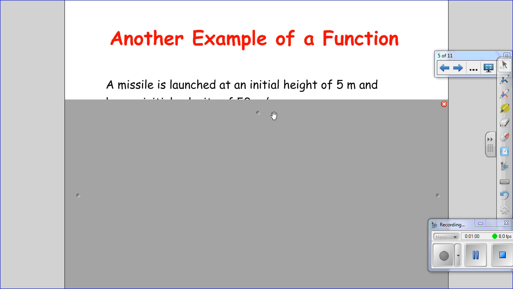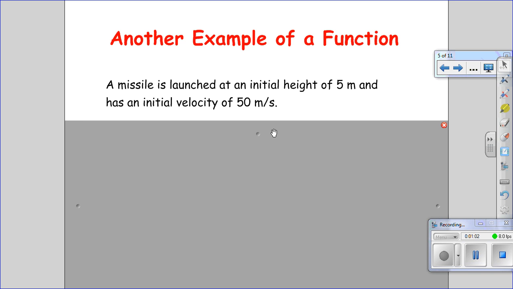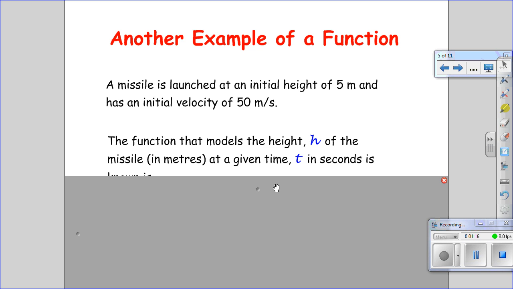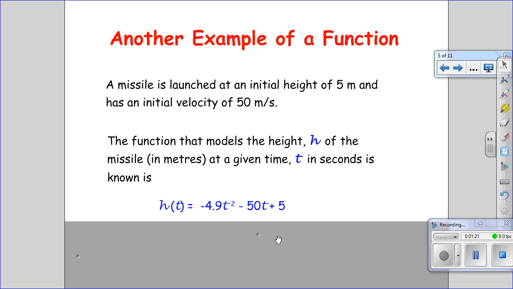Another example: a missile is launched at an initial height of 5 meters and has an initial velocity of 50 meters per second. We can visualize what a missile does when it goes up. It goes up in the air, and then it's going to have to come back down. The function that models the height of the missile in meters at a given time, t in seconds, is known as h(t) = -4.9t² - 50t + 5.